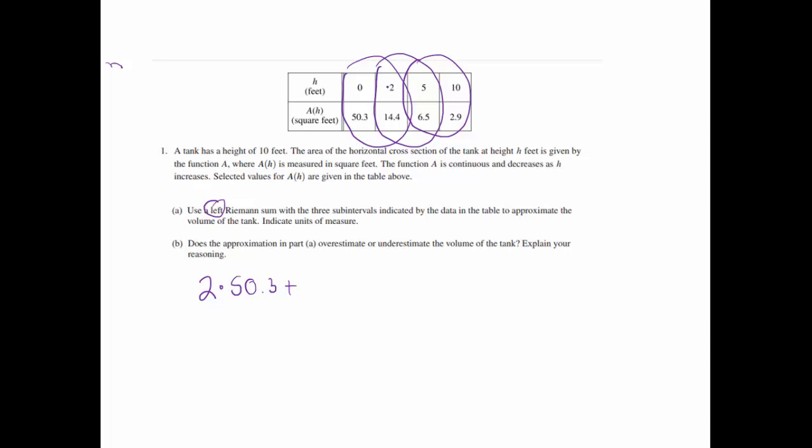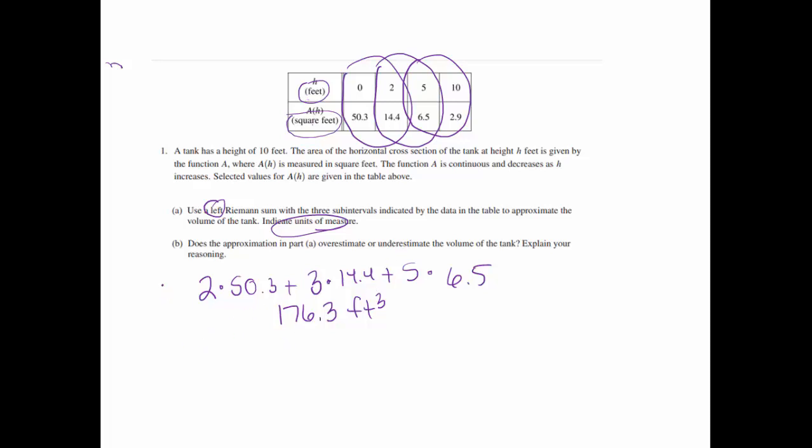and then plus the distance between 2 and 5 is 3 times the left interval would be 14.4, and then plus the distance between 5 and 10 is 5 times the left interval is 6.5. And then if you do that calculation, you should end up getting 176.3, and it does say to indicate units of measure, that will be feet cubed. And if you are not sure, we always take the integral times the limits. So we're going to take square feet times feet, that will give us feet cubed.